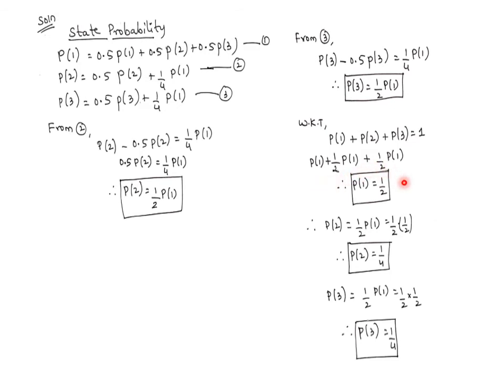On substituting, we obtain P of 1 as 1 by 2, and from equation 2 we have obtained P of 2 as half of P1. Substitute P1.